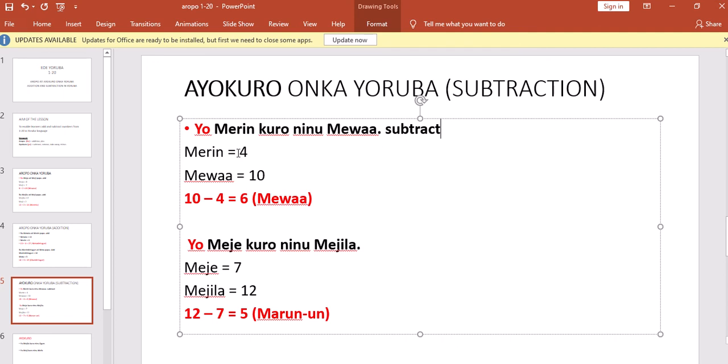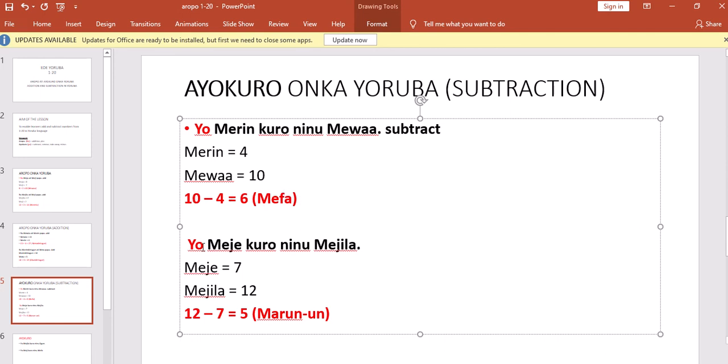Kí ni mẹ́rin? 4. Kí ni mẹ́wàá? 10. That will be 10 minus 4. 10 minus 4 will give you what? 6. Kí wá ní 6 ní èdè Yorùbá o? 6 jẹ́ mẹ́fà. That means 10 minus 4 equals 6.